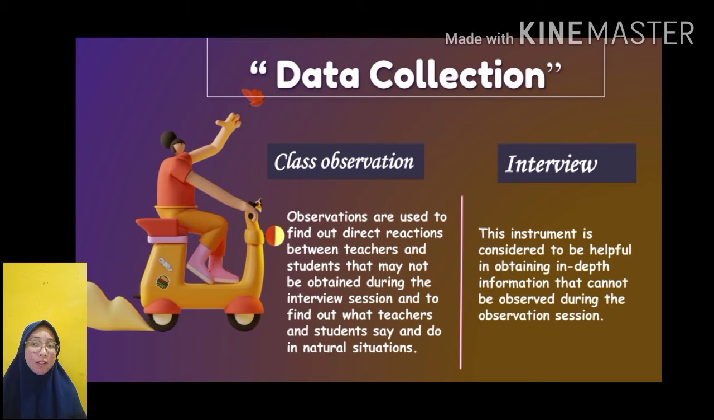The first instrument is class observation. Observations are used to find out direct reactions between teachers and students that may not be obtained during the interview session, and to find out what teachers and students say and do in natural situations. And then interview is the second instrument in this research. This instrument is considered to be helpful in obtaining in-depth information that cannot be observed during the observation session.